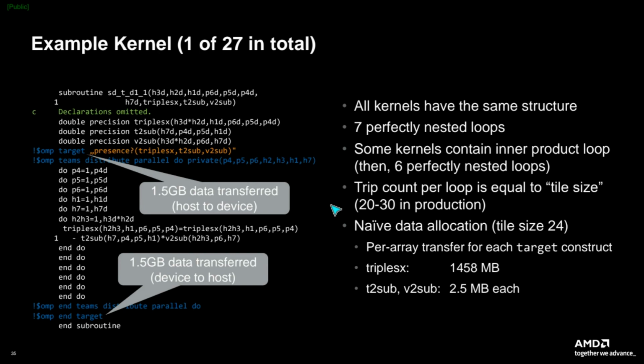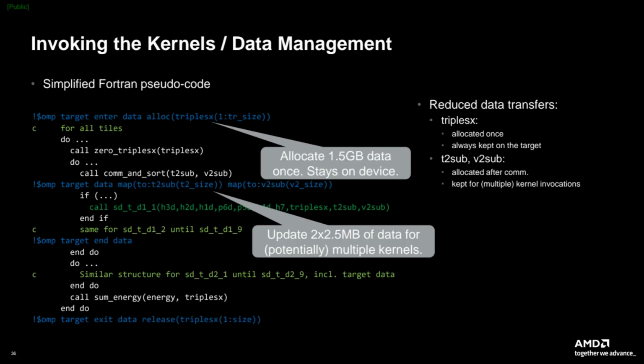So the per array transfer for each target construct is really high. They have 1.5 gigs of data being transferred host to device, and then 1.5 gigs of data being transferred device to host at the end. So as you might imagine, copying all of this data to the device at the very beginning of a loop and then copying it back at the end wouldn't result in too good of a performance uplift, right? That's so much data to be moving around.